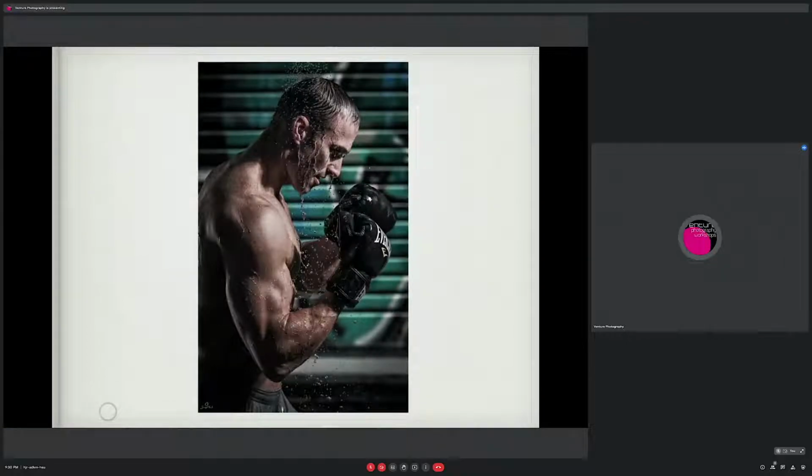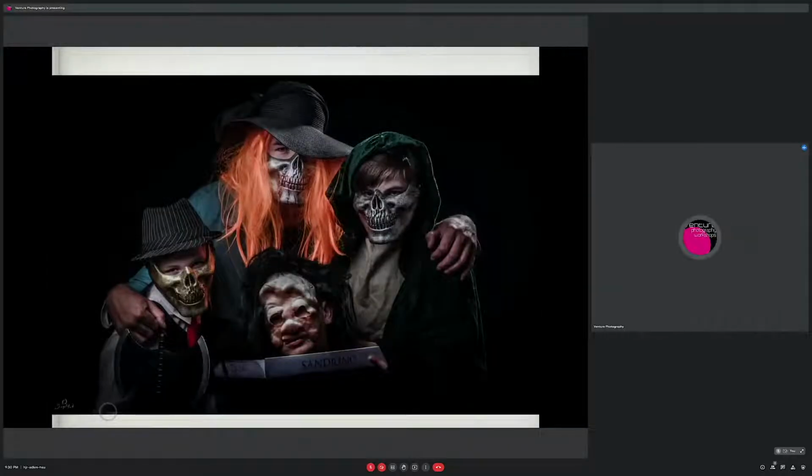This is just shooting water falling on this guy, but shooting with a very, very fast shutter speed with the lighting in order to freeze the motion of water. And Halloween portraits are very, very good to take photographs of because they are a lot of fun.